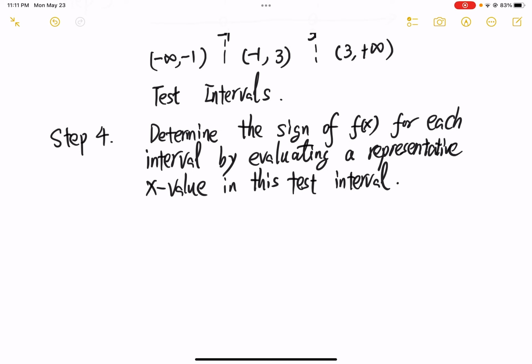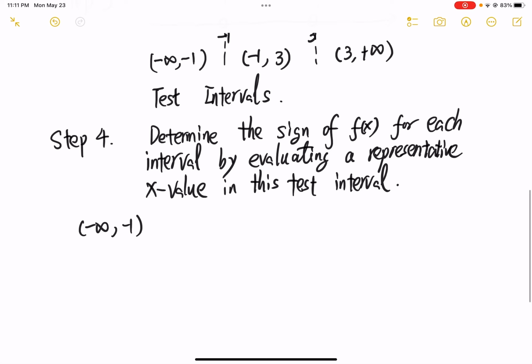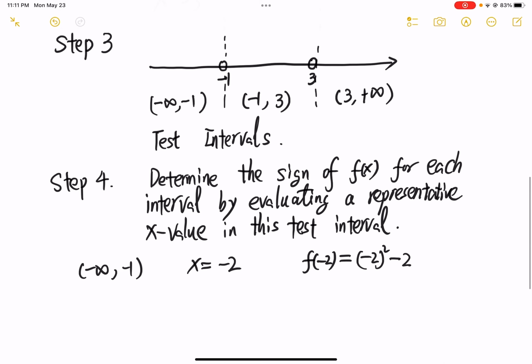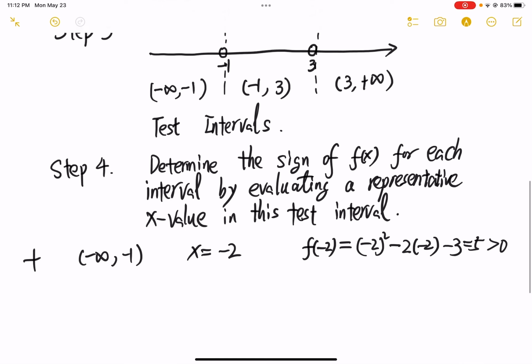This means, for example, on the interval from -infinity to -1, we just pick an arbitrary x value in this interval. We pick, for example, x equals -2. Then we evaluate f of -2, which is -2 squared minus 2 times -2 minus 3. This is equal to 5, which is greater than 0. So this interval is positive.